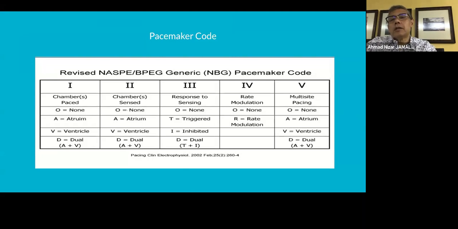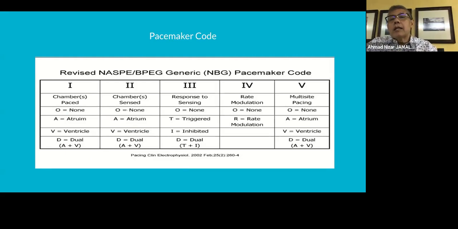The third letter stands for the response to sensing, so it can either be none, triggered, or inhibited. The fourth usually stands for rate modulation, so R is where there is rate modulation and O is none. Finally, the fifth letter is for multi-site pacing. These days, you have devices that are used not for pacing, but for heart failure, and they may have two ventricular leads. If it's a single chamber pacemaker in the ventricle, you call that a VVI pacemaker, right? The first letter is V, the sense chamber is also V, and when it senses, it inhibits. So when there is a normal beat, it inhibits the pacemaker. That's a VVI pacemaker.